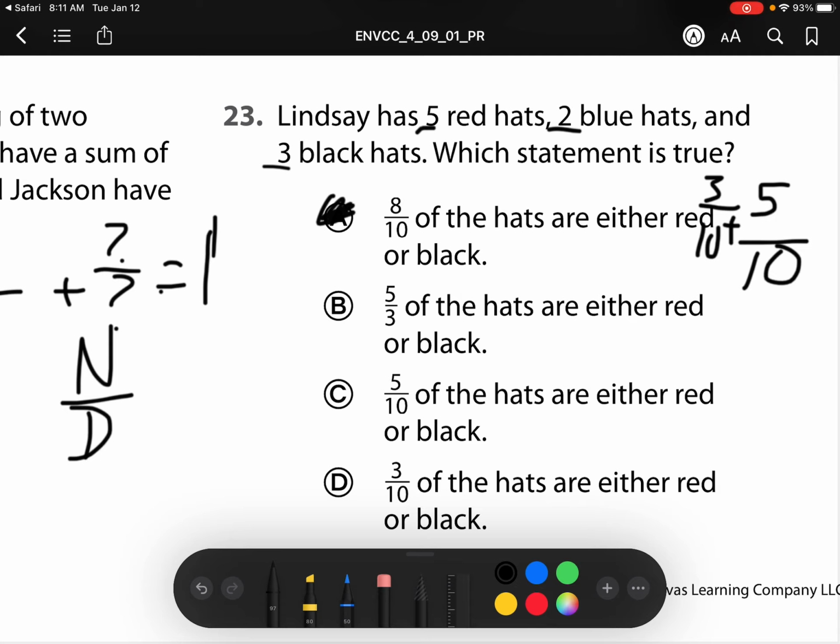5/3 of the hats are either red or black. Well, that's not true, because red would be 5/10, and black is 3/10, which we just saw up there is 8/10. 5/10 of the hats are red or black. Well, no, because we already showed that's this one. Then 3/10 of the hats are red or black. So our only answer is A.